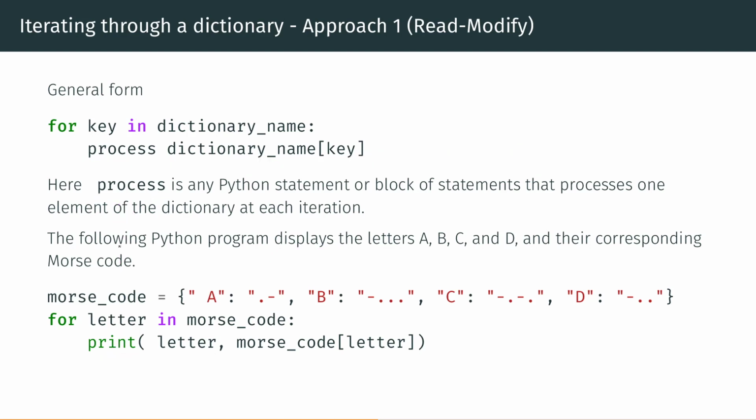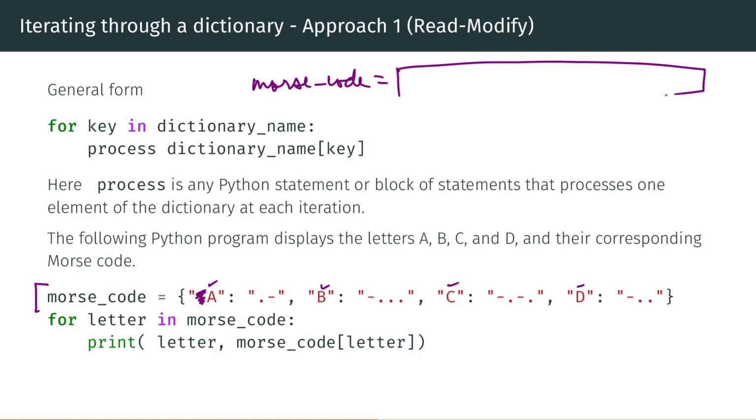Okay, so here's how we do it. We define a dictionary called Morse code, which contains, forgive me for the space, there's no space here, the keys A, B, C, and D. So the dictionary looks like this. It's called Morse underscore code. Right now it has 4 elements, right? It has 4 elements.